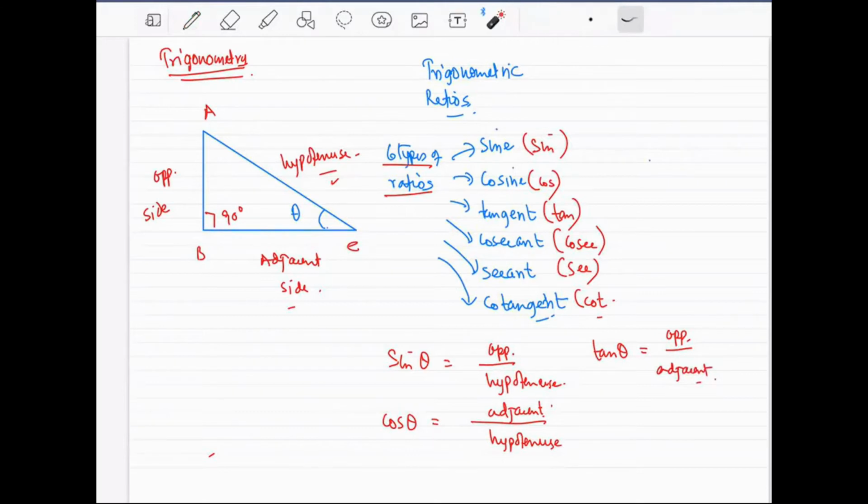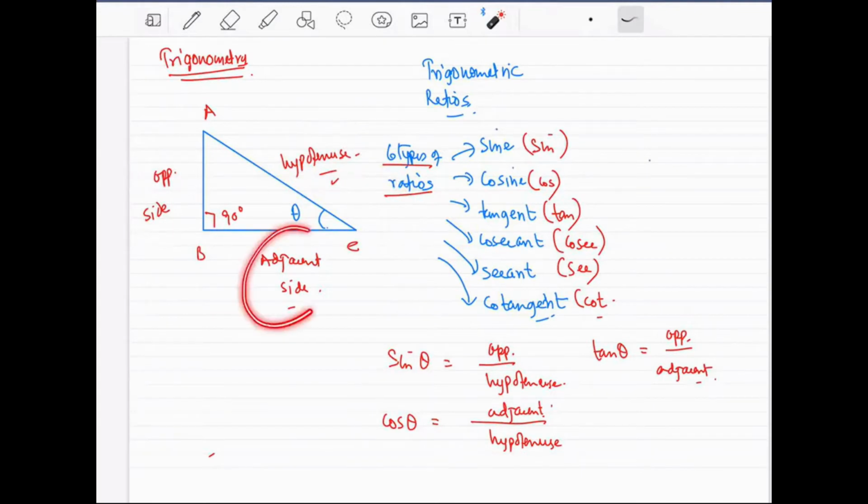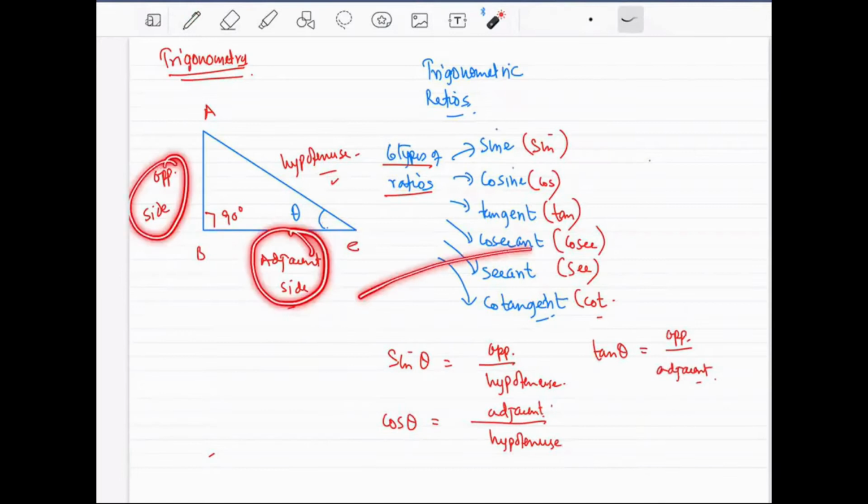First of all, you take a right angle triangle, ABC, and we take one of the angles as theta. You can take this one also if you like. Then based on this angle theta, we have three kinds of side: the opposite, the adjacent, and the hypotenuse. Hypotenuse remains the same, but opposite and adjacent depend on where the angle is. If I divide the opposite side and hypotenuse, we get sine theta. If I divide the adjacent side and hypotenuse, we get cos theta. If I divide opposite side and adjacent side, we get tan theta.